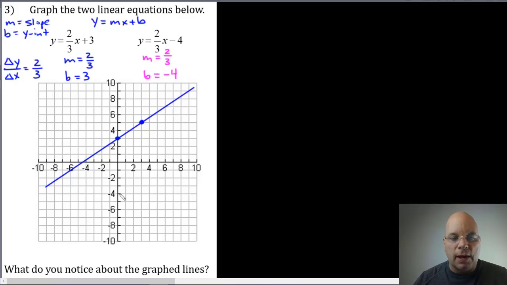So again, we'll start by plotting the y-intercept point, and then I'm going to follow this slope, up 2, right 3, up 2, right 3. I can even plot more than one point if I wanted to, up 2, right 3, up 2, right 3. So the line will pass through all of these points, like this.